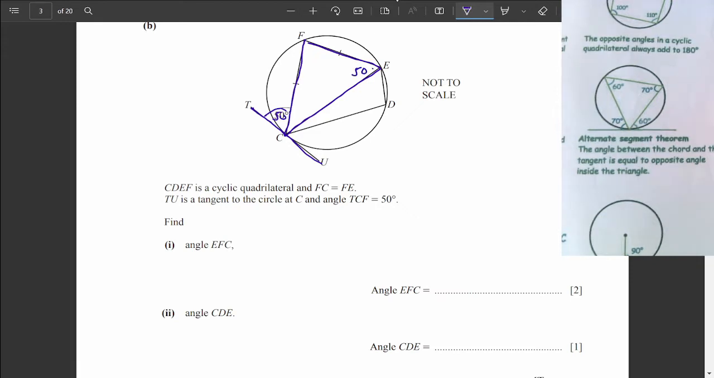degrees. Okay, then having these two sides the same means we have an isosceles triangle. The two base angles are the same. So to get EFC, we just need to do 180 minus 50 plus 50, which is 100. So that one is 80.